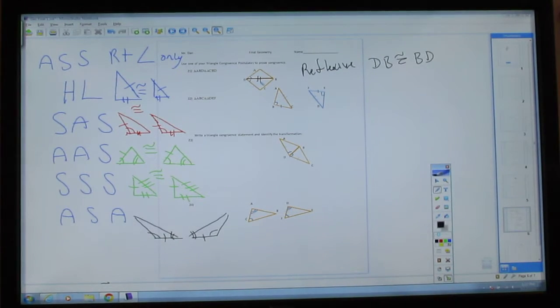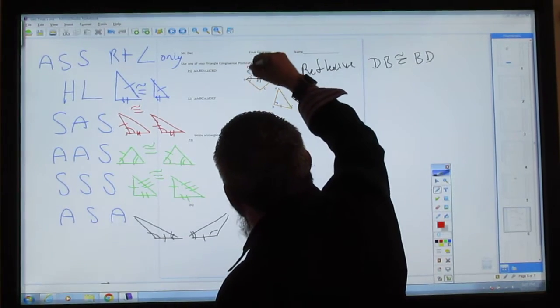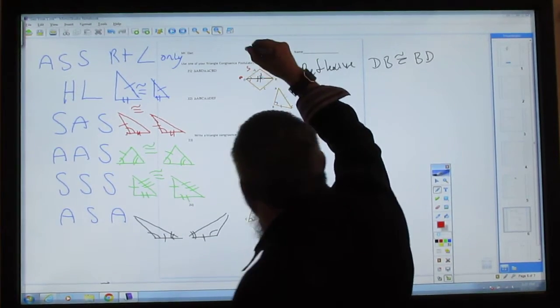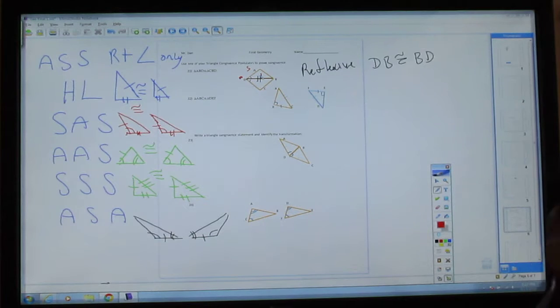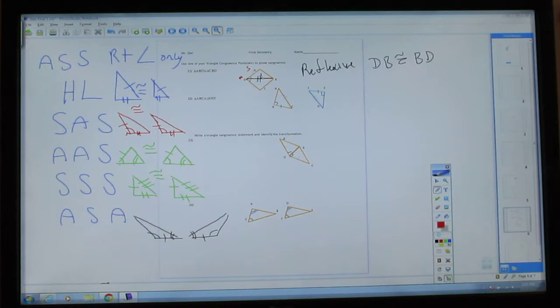Now check this out. This is the cool part right here. See, this is a side, this is an angle, and this is a side, right? What do you think that is? Is it angle, side, side? Or is it side, angle, side? Yes, it is side, angle, side.